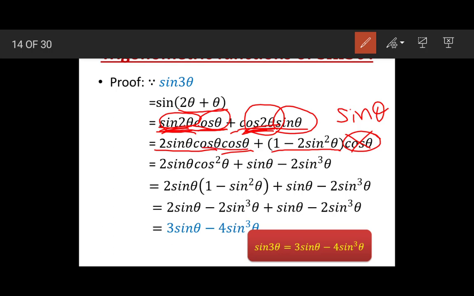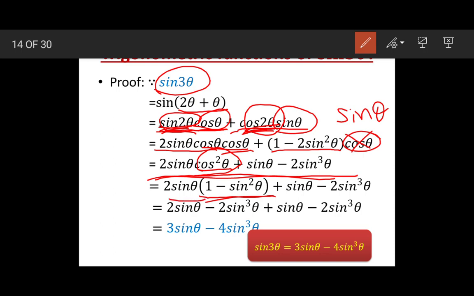Now cos theta into cos theta, that will be cos square theta. So this cos square theta, again I have to convert in sin theta. So I am going to use the formula 1 minus sin square theta. Now see, all the terms are in sin theta only. So the trick is convert all the terms in sin theta. Why? Because we are finding the formula for sin 3 theta. Now cos square theta will be 1 minus sin square theta.